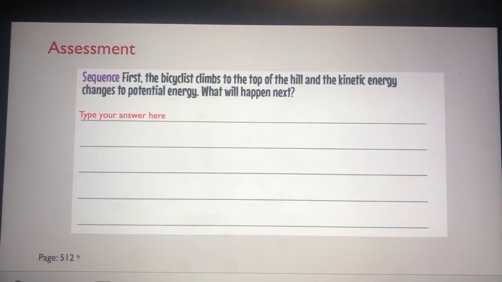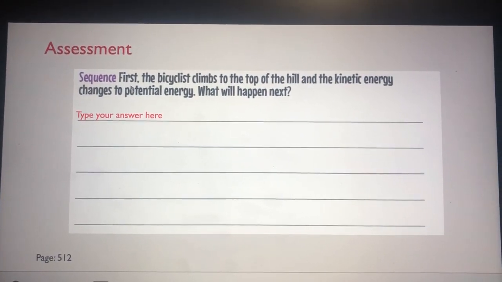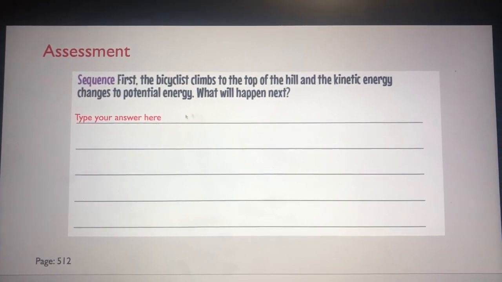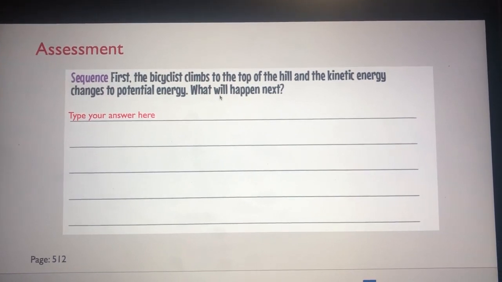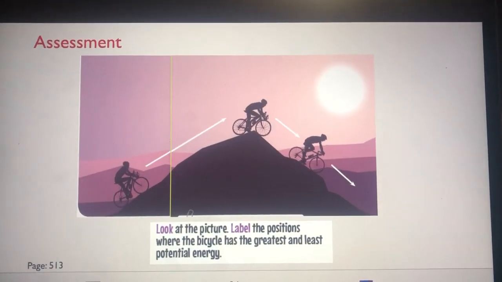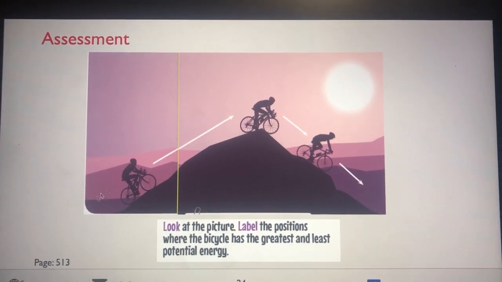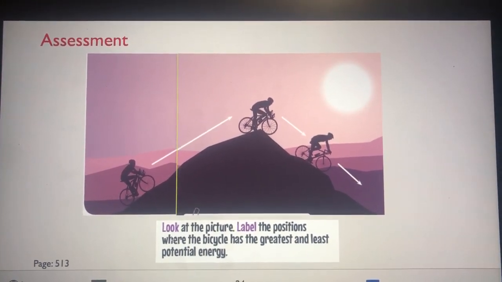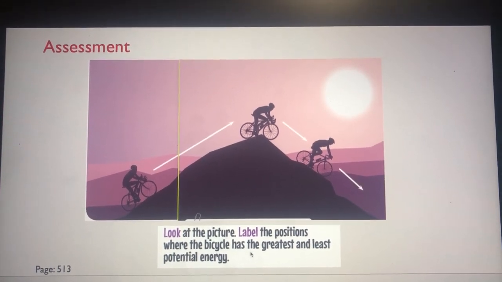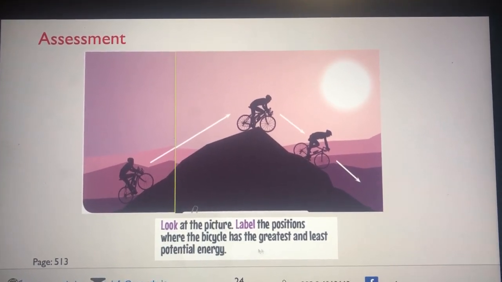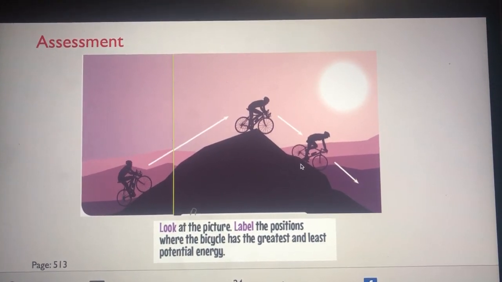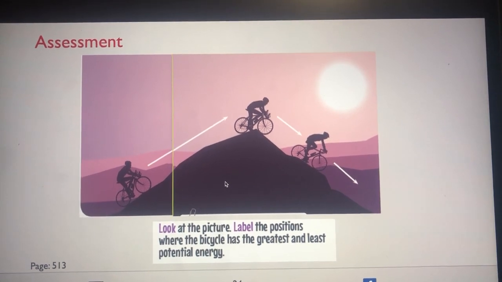Okay, so on page 512, you have a question that's asking you, first, the bicyclist climbs to the top of the hill and the kinetic energy changes to potential energy. What will happen next? Alright, on page 513, you have a picture that says, look at the picture and label the positions where the bicycle has the greatest and the least potential energy. So just place a text box where you think the bicyclist has the least or the most potential energy.